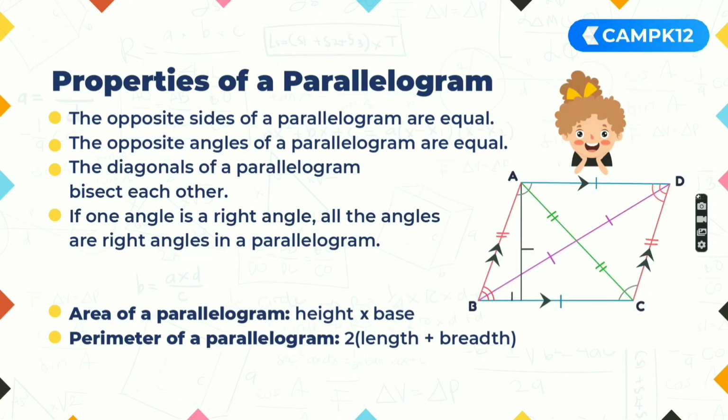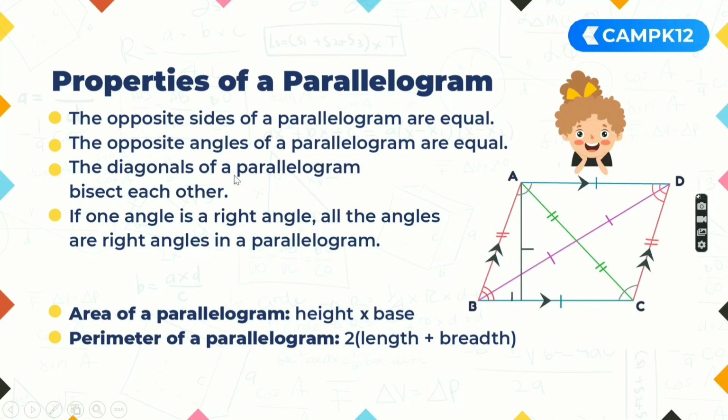Moving to the properties of the next type of quadrilateral, which is a parallelogram. The opposite sides of a parallelogram are equal. Therefore, AD will be equal to BC and AB will be equal to CD. The opposite angles of a parallelogram are also equal. Therefore, angle A is equal to angle C and angle B is equal to angle D.